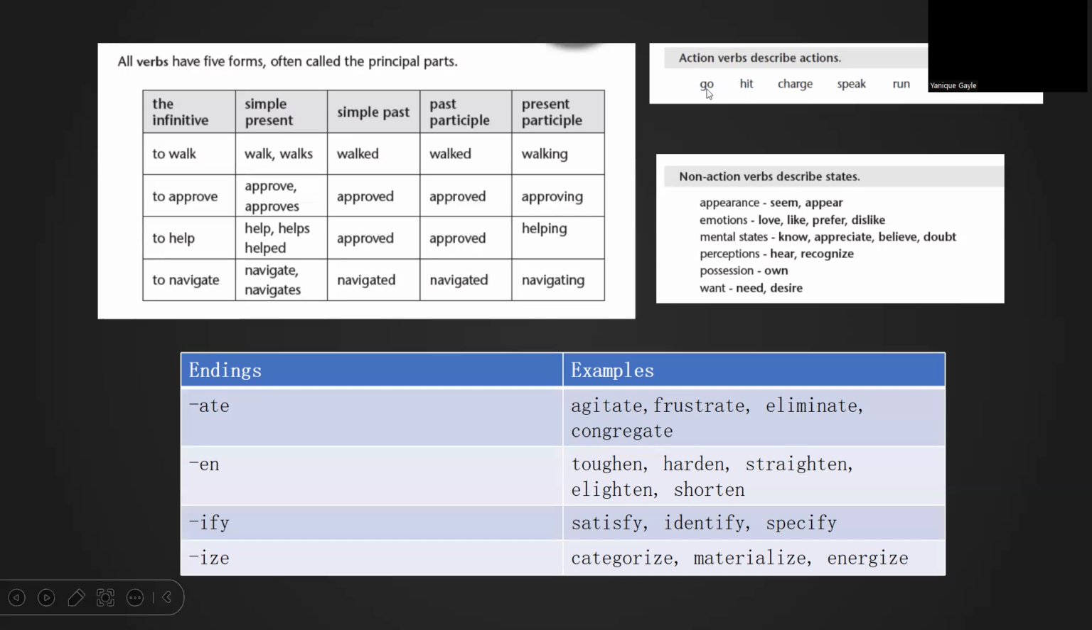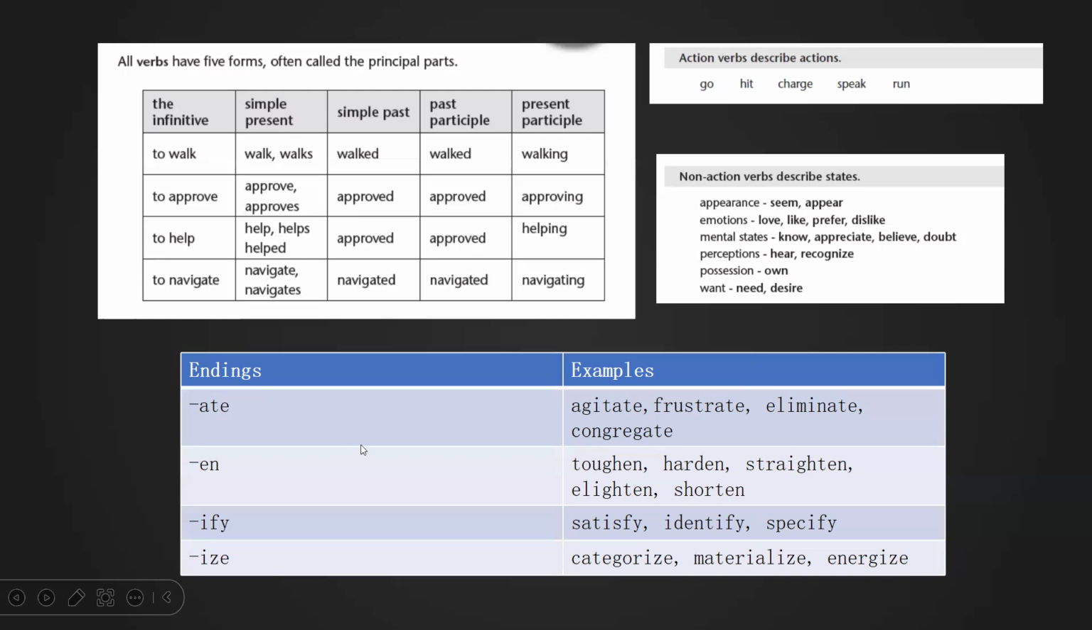Okay, and remember the verbs can be their action. Okay, action verbs, for example, go, hit, charge, speak, run. The non-action verbs are those that describe states of, for example, your appearance, to seem, to appear. Emotions like love, like, prefer, dislike. These are not action verbs. Mental states like know, appreciate, believe, doubt. Perceptions, hear, recognize. Possession like own, want, need, desire. These are not considered to be action verbs.